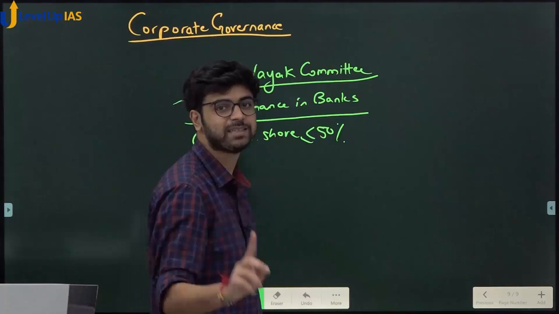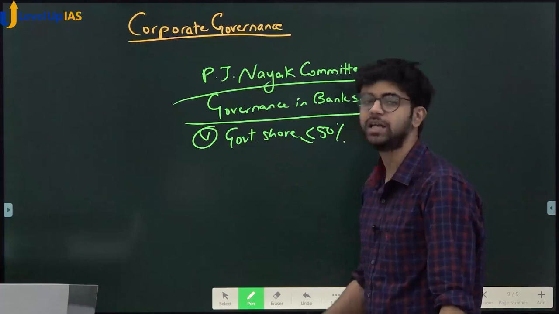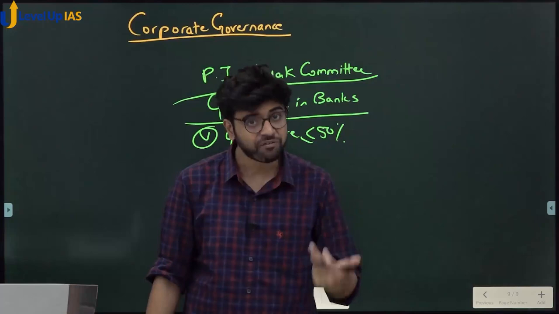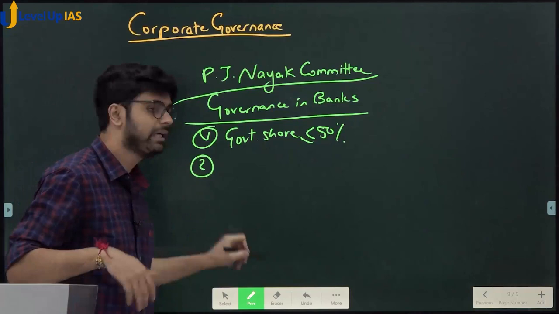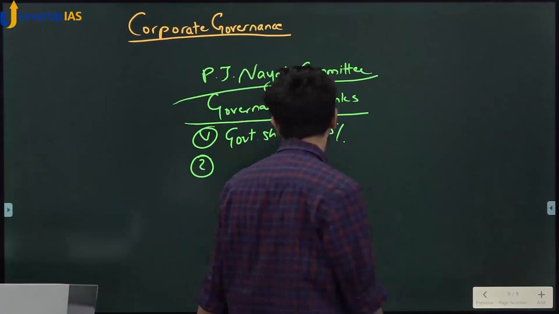First recommendation, inefficiency aapki wajah se ho raha hai, just reduce it. The government committee itself recommended that the government share should reduce. Why? Because private people will hire more efficient, more qualified, knowledgeable people. Theek hai? Second, the higher level people in the banks, managing director, executive director, all those appointments should be professionalized.